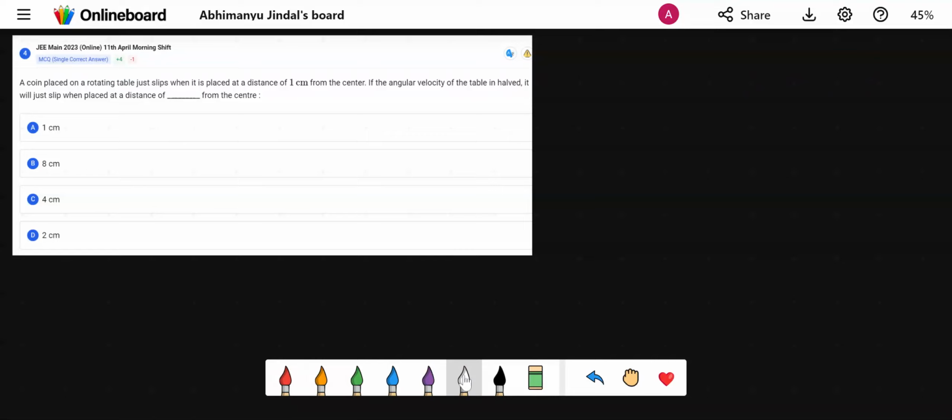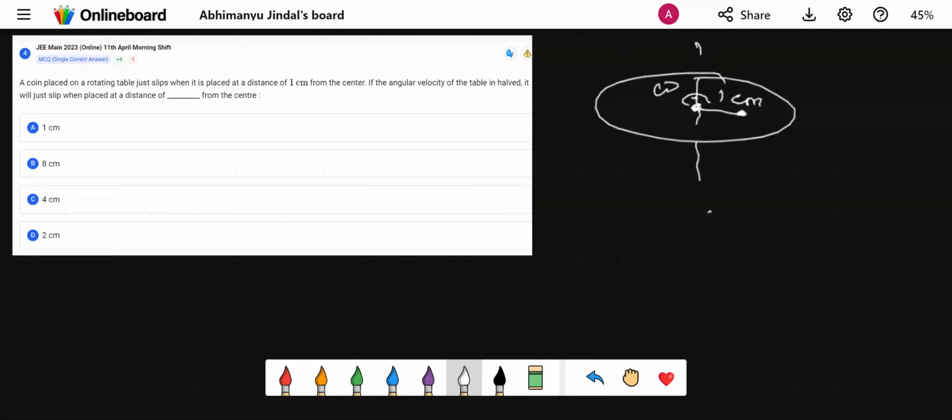So, a coin placed on a rotating table. This is a rotating table about its axis, and it just slips when it is placed at a distance of 1 meter from its center. Let's say this is the center. If the angular velocity of the table is halved, let's say this is omega, it will just slip when placed at a distance of this from the center. Not that difficult of a question.